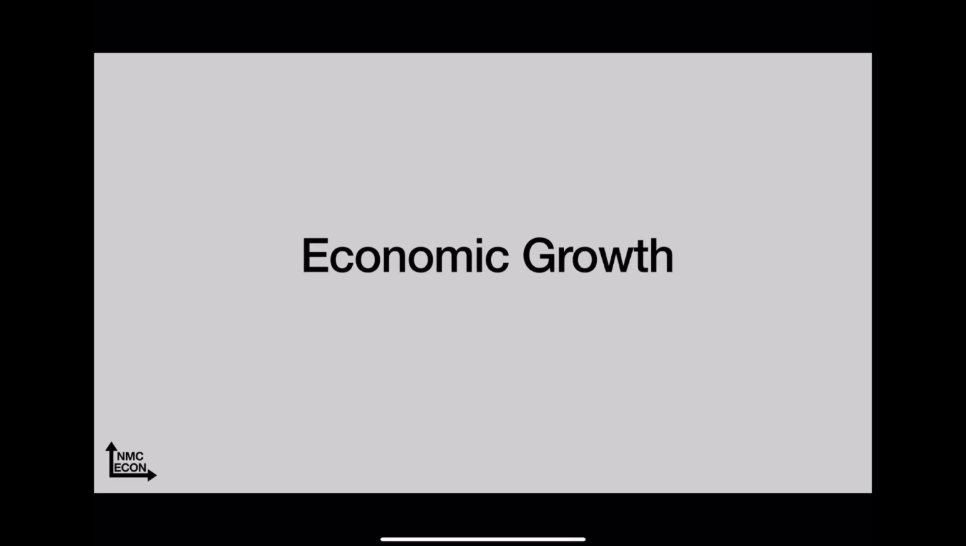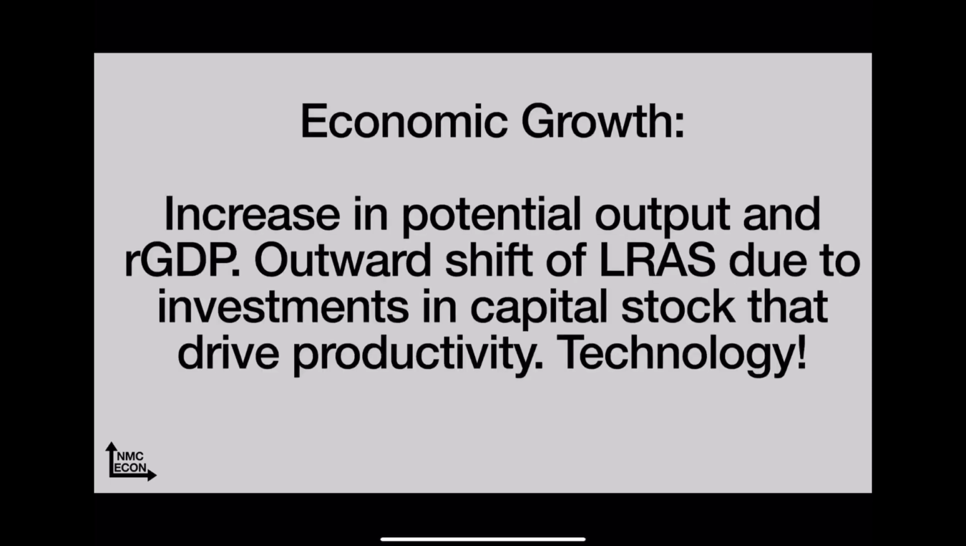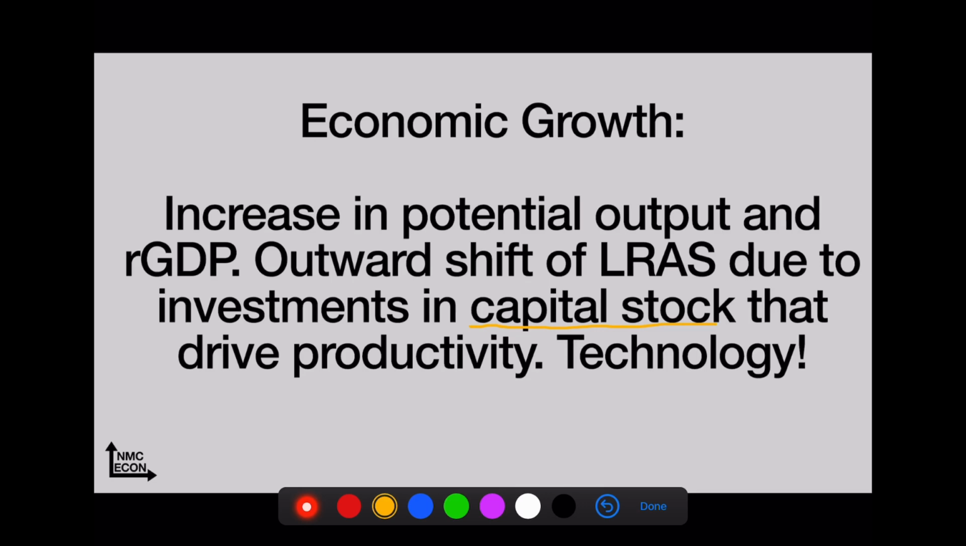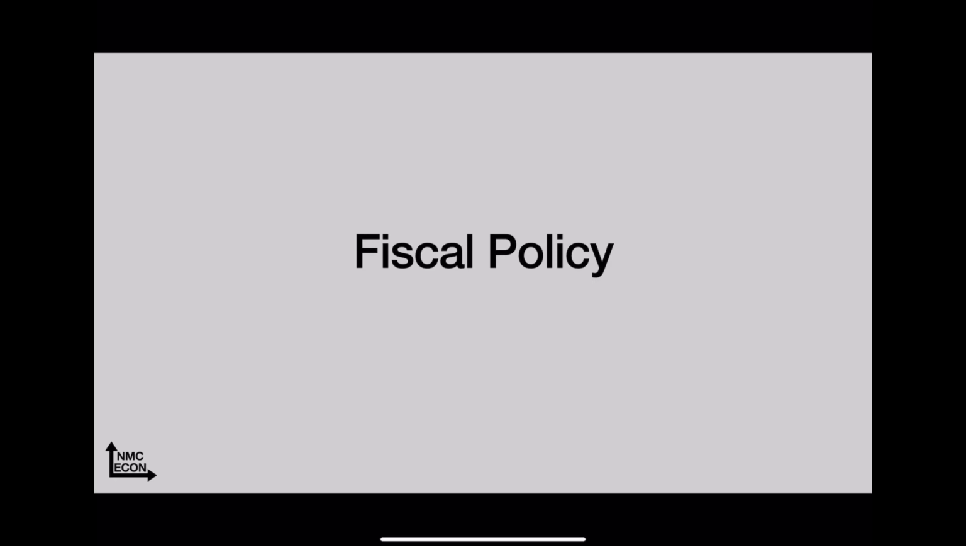Economic growth. It's kind of the point. This is an increase in potential output and RGDP. That's real gross domestic product, adjusted for inflation, of course. It's an outward shift of LRAS due to things like investment in capital stock. Hey, remember this phrase. This is like a magic phrase in econ. Capital stock is a driver of growth. This creates productivity and more growth. Technology is an awesome example of it. Notice I didn't mention money in here. Economic growth doesn't mean everybody's got a bunch more money because that just might mean inflation. It's all about output.